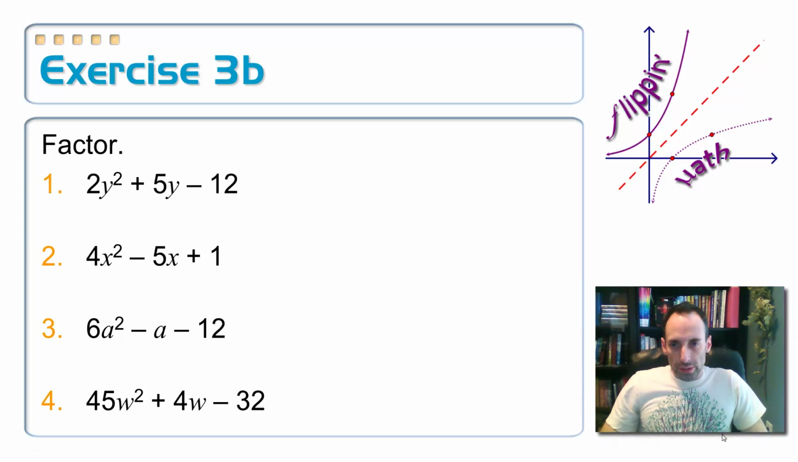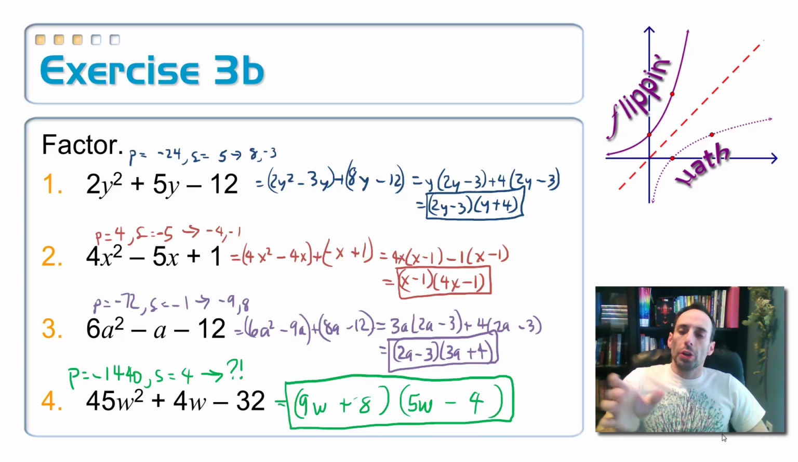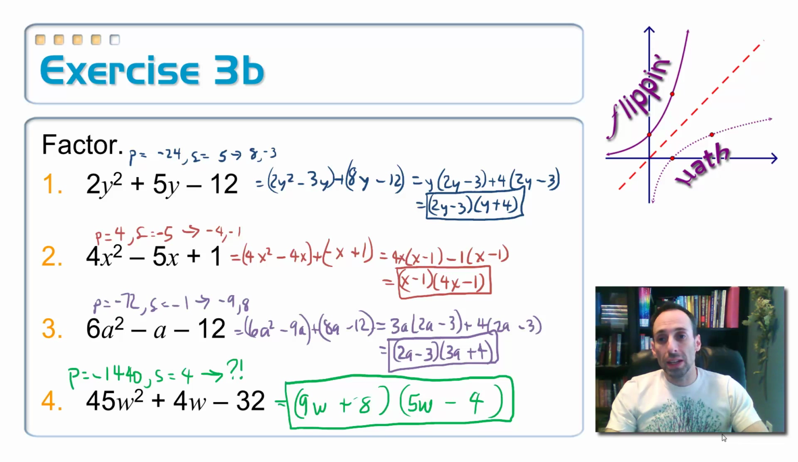All right. Let's look at our answers here. So on number 1, if I multiply it using the AC method, the 2 times the negative 12, the product's negative 24, and the sum is going to be 5, the middle term. So I chose 8, negative 3, because 8 times negative 3 gives a negative 24, and if I add them, I get 5. Okay, so again, I use those to expand the middle term of 5y.